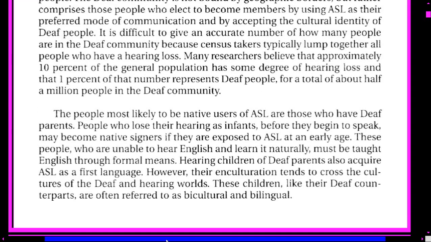Moving on to the next paragraph. The people most likely to be native users of ASL are those who have deaf parents. People who lose their hearing as infants, before they begin to speak, many become native signers.